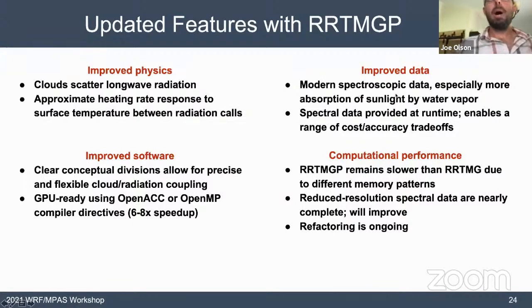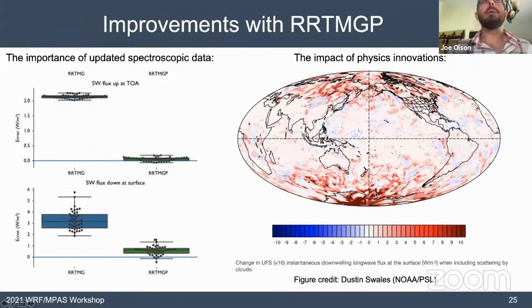It basically uses more modern spectroscopic data, which it's trained on, and improved software allows more flexible coupling of clouds and radiation, and it's more GPU ready. However, for CPU applications, it looks like it's still a little bit slower than RRTMG, so we're still trying to work out that kink. But the importance of the updated spectroscopic data is highlighted here in the left figure. We're plotting errors in the shortwave flux at the top of the atmosphere and at the surface on the bottom for both RRTMG and RRTMGP. As you can see, the systematic errors are much larger for RRTMG compared to the benchmark, a line-by-line model that uses more up-to-date spectroscopic data.